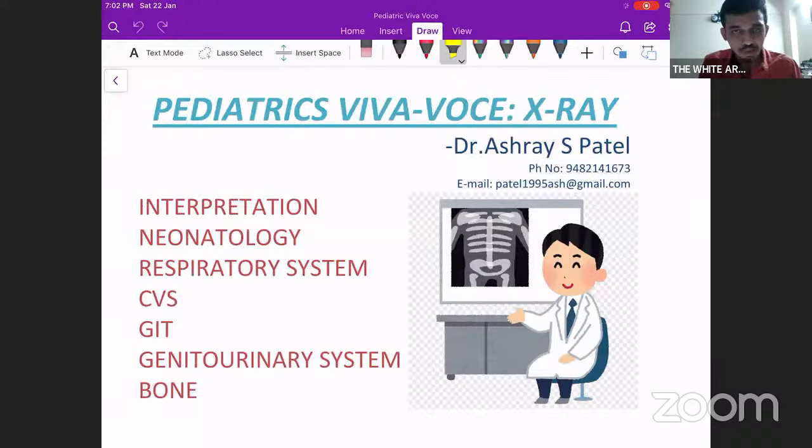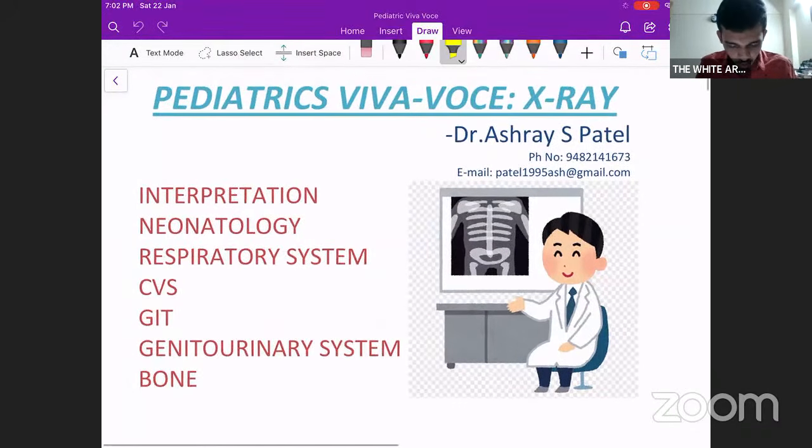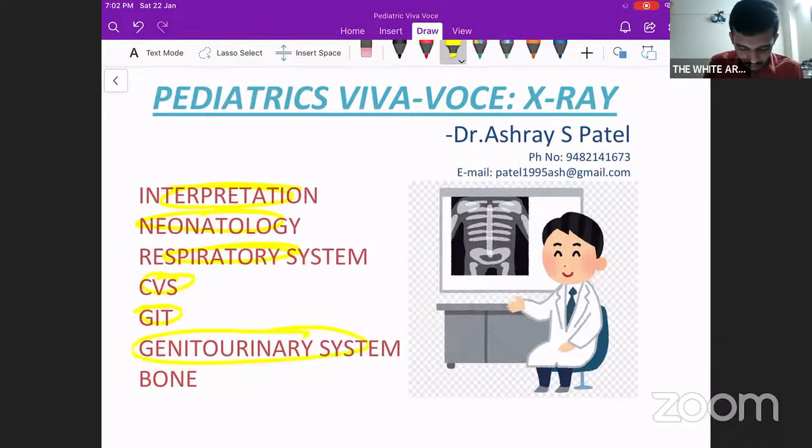For today's class, we'll be dealing with X-rays, and in the subsequent class, we'll deal with the rest like immunization, drugs, etc. Okay, instruments. Now, how do we go about it? Interpretation. Then we'll go system-wise: neonatology, respiratory system, CVS, GIT, genitourinary system, and finally the bones.